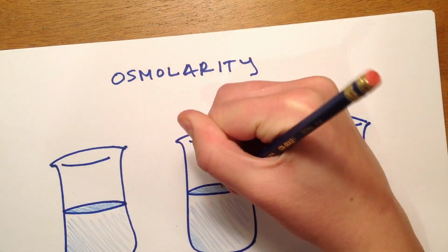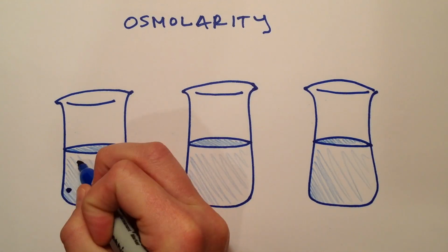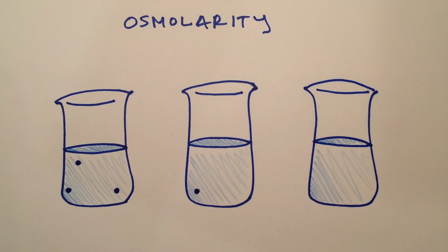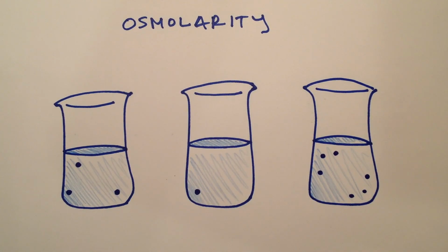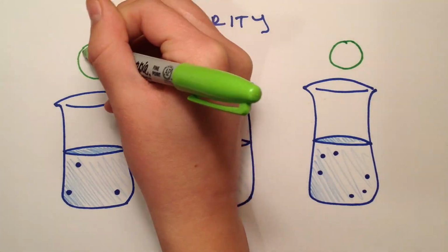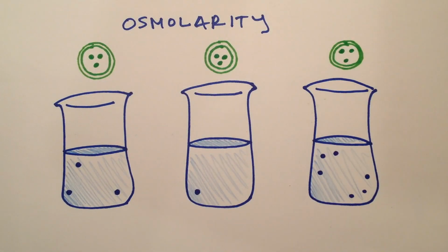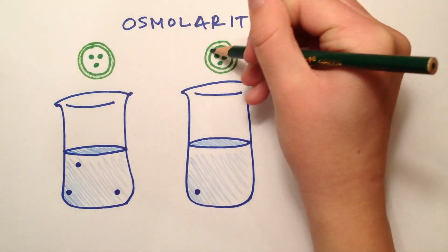So the first solution will be a 300 osmolar solution. The second will be a 100 osmolar, and the third will be a 600 osmolar solution. We will compare each solution to a cell with a 300 osmolar concentration. When talking about osmolarity, we can compare cells and the solutions even when they are not in contact with each other.